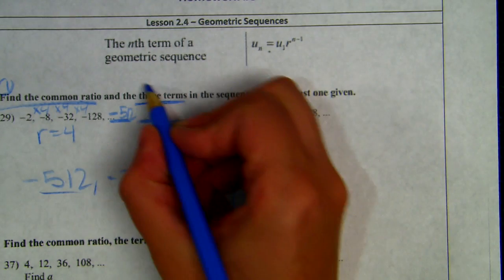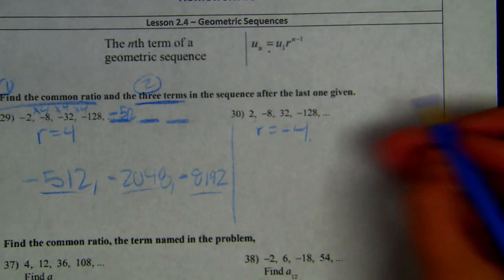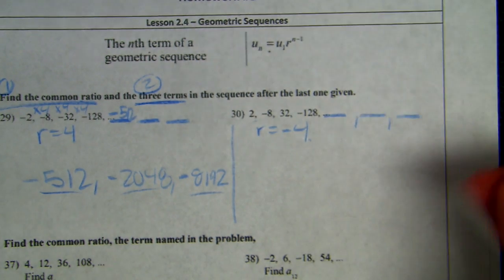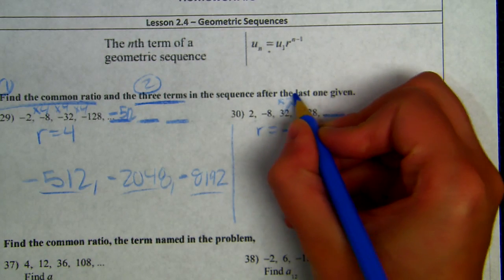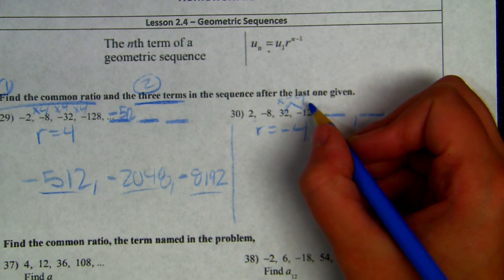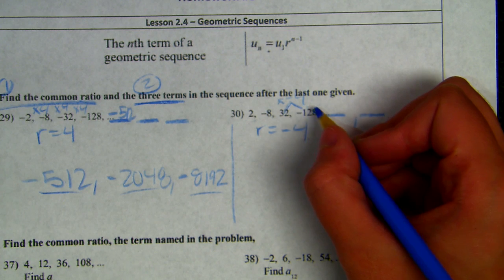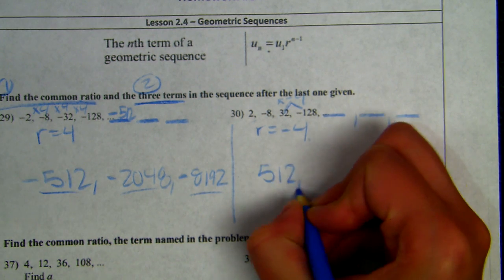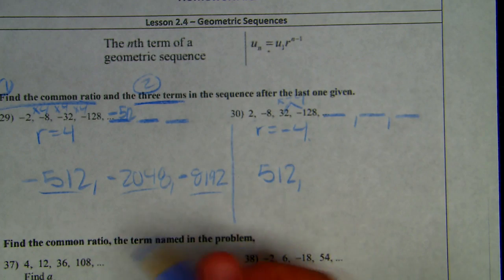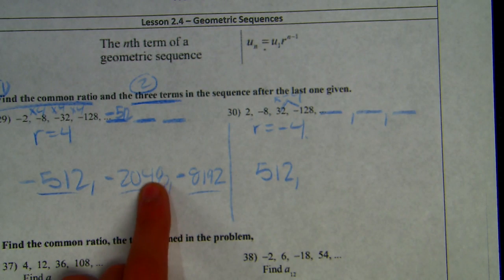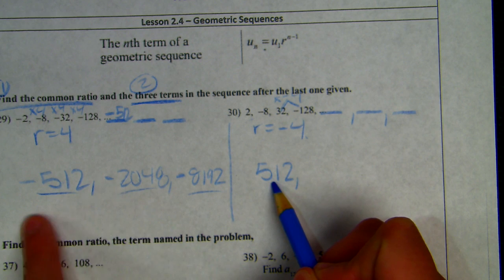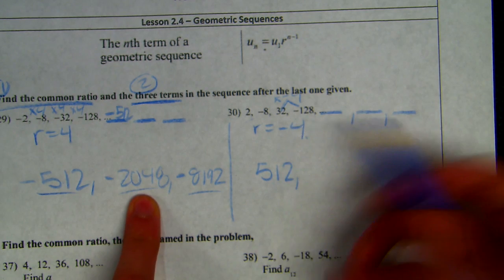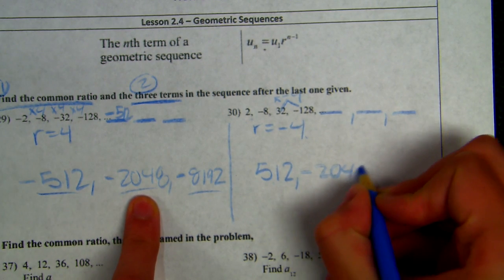So once again, I'm looking for the next 3 terms. So I'm going to draw out my 3 blanks, and I'm going to multiply by -4. So we have -128 times -4. That's going to give me a +512. Again, these are the same numbers, so I'm not even going to put in my calculator. I just know that my sign is going to switch. So if we take 512 times a -4, that's going to give me a -2048.